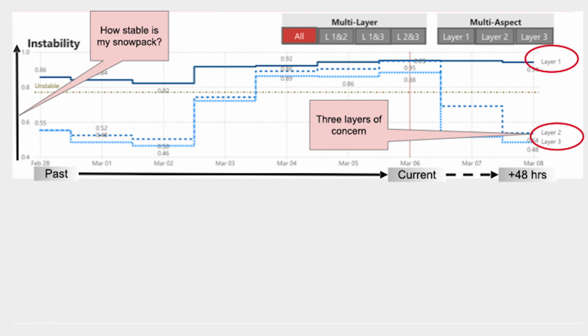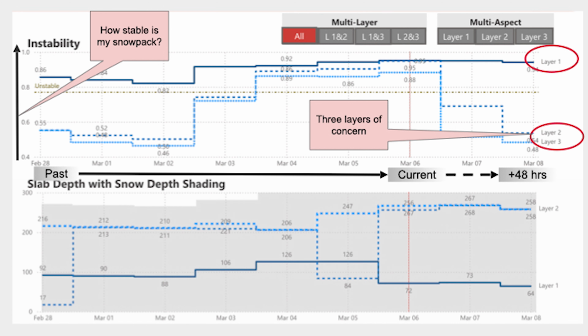On the y-axis, we have a measure of instability. So it's basically a probability density function. It goes from 0 to 1, with 1 being very unstable, 0 being bomber and ready to go. We elected to depict 3 layers of concern. And so you can see at the time the screenshot was taken on March 6th, we had 3 layers of concern and 1 layer that was persisting over time.